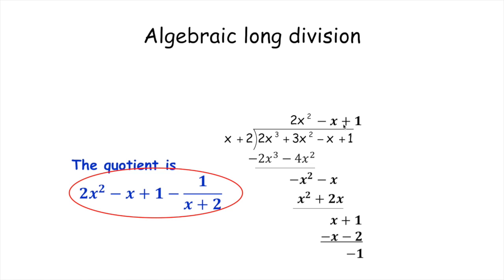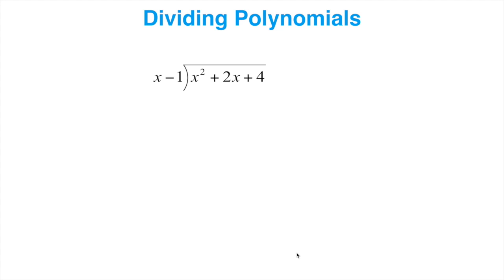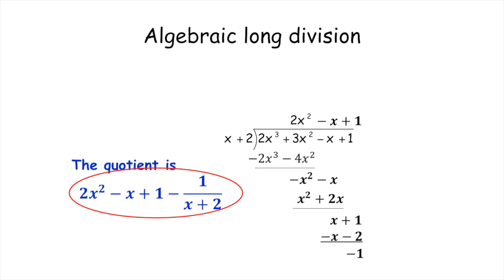My answer is everything on top here. This is the 2x squared minus x plus 1. Everything on top here. Now, my remainder in this case is negative 1. So that's where this minus sign came from right here, is negative 1. And it's 1 over whatever this number was here. Well, in this case, it was a binomial, so it's an x plus 2. So I've got negative 1 over x plus 2. Now, if this here were a positive 1, then it would be plus 1, sorry. I went just a little bit ahead there, but if this were a positive 1, then it would be plus 1 over x plus 2, okay?